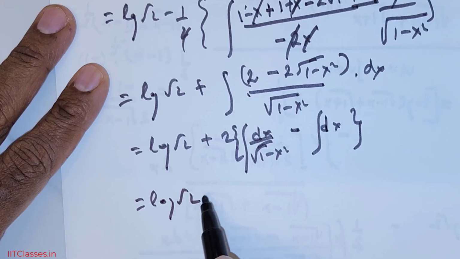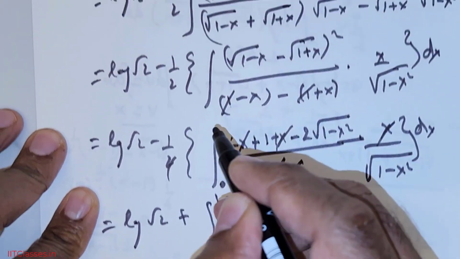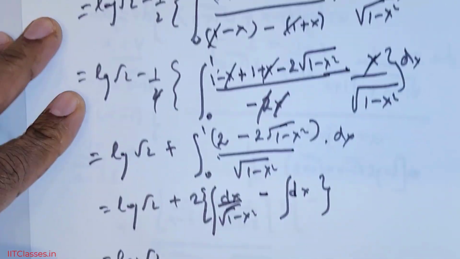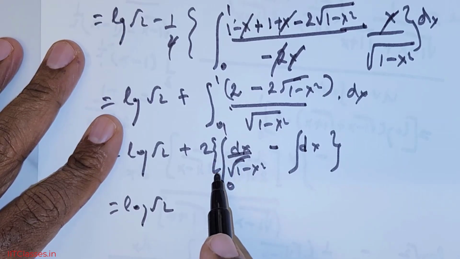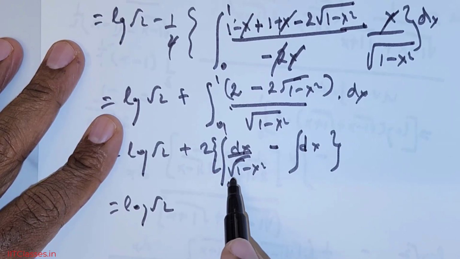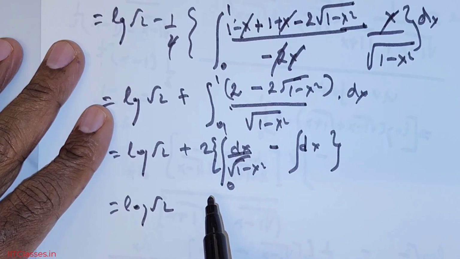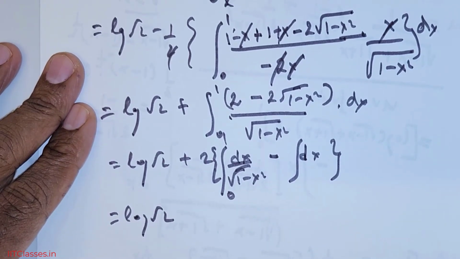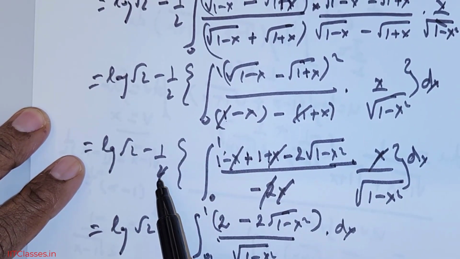So this is going to be log root 2. Of course, we have to get that integration, 0 to 1. So integration has got no change, 0 to 1. Now this one is going to be sine inverse of x, right? This component, because I have a 2 here, I'm looking if we are having any additional terms anywhere.